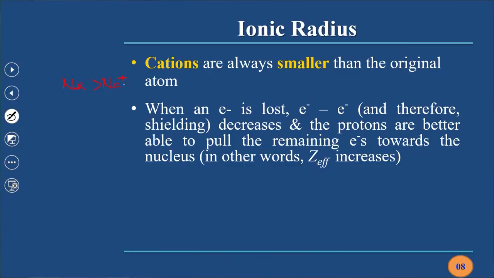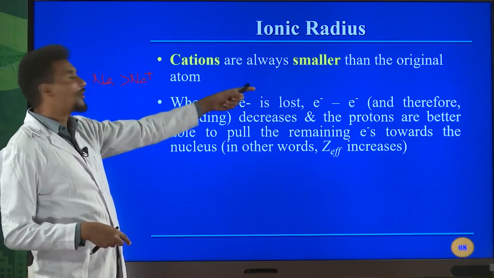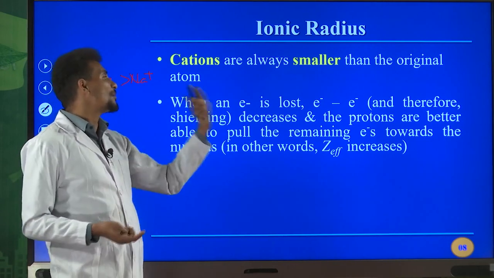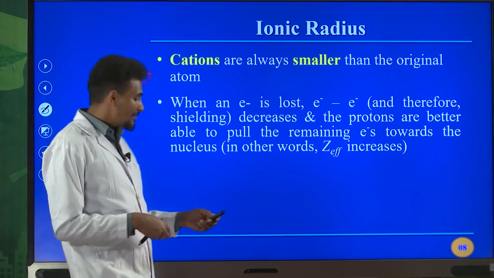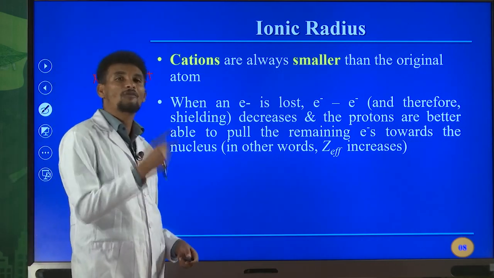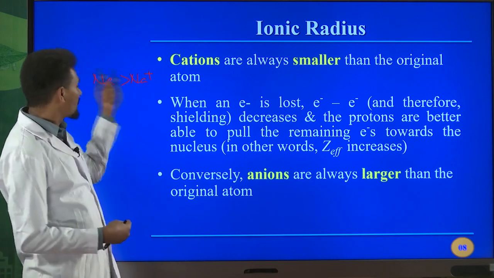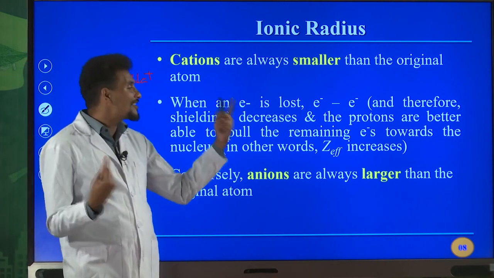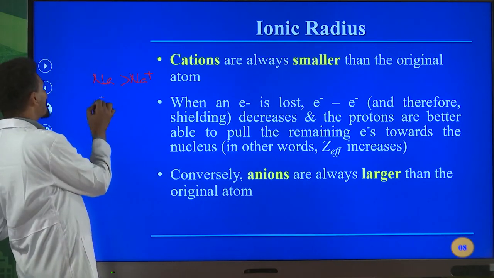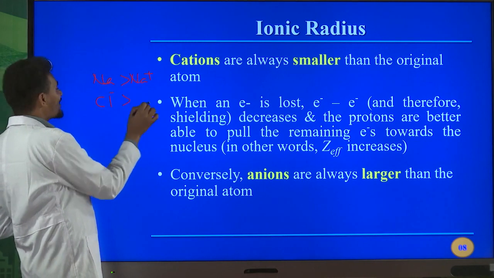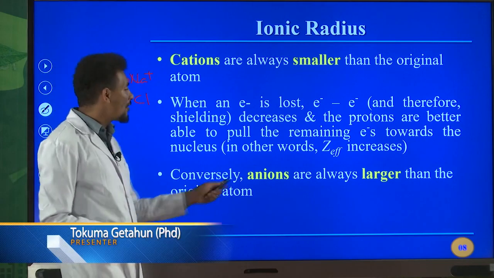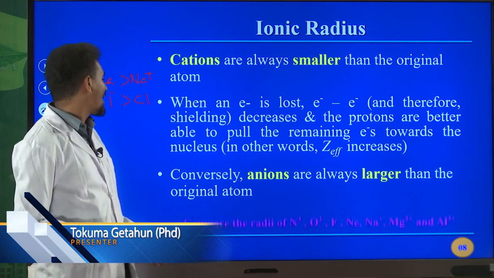We already have seen about this one. When an electron is lost, electron-electron repulsion decreases, and therefore shielding effect also decreases. The protons are better able to pull the remaining electrons towards the nucleus and decrease the size of that ion when compared with the neutral atom. Conversely, anions are always larger than the original atom. For example, take this one, Cl minus. It has greater radius when compared with the neutral chlorine atom. Therefore, anions are always larger than the original atom.